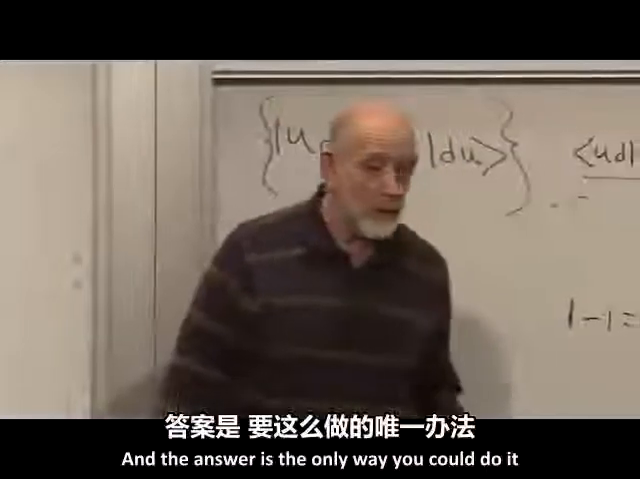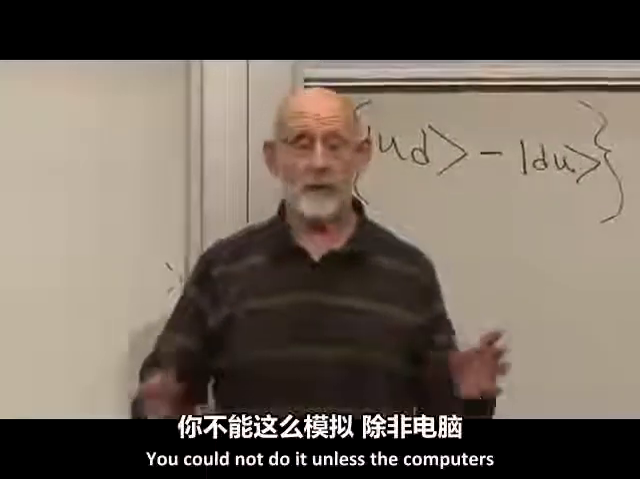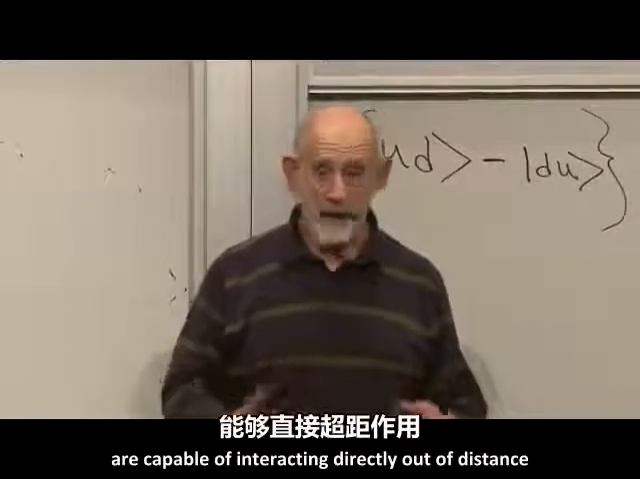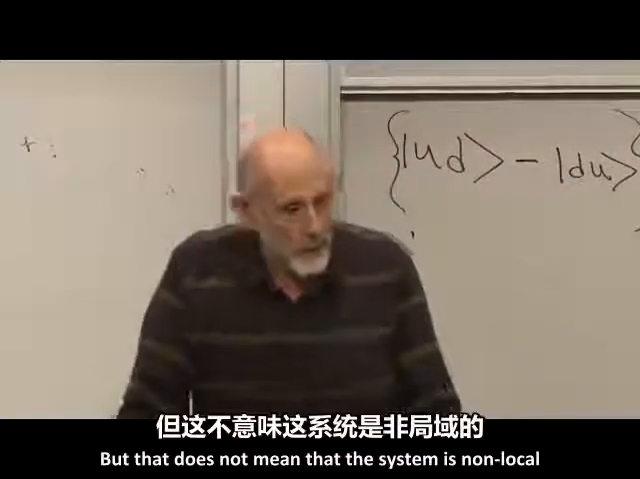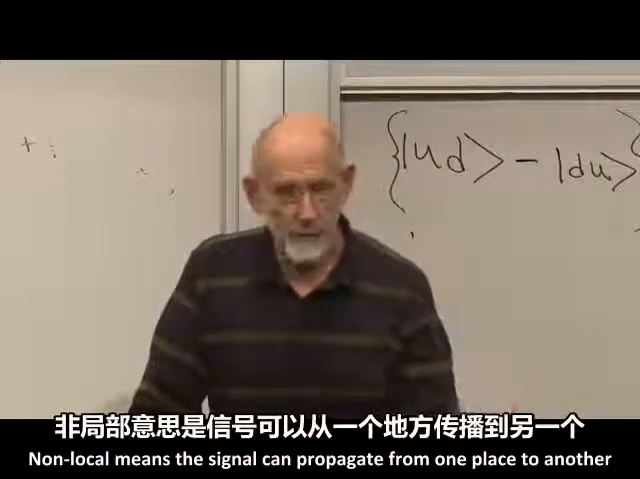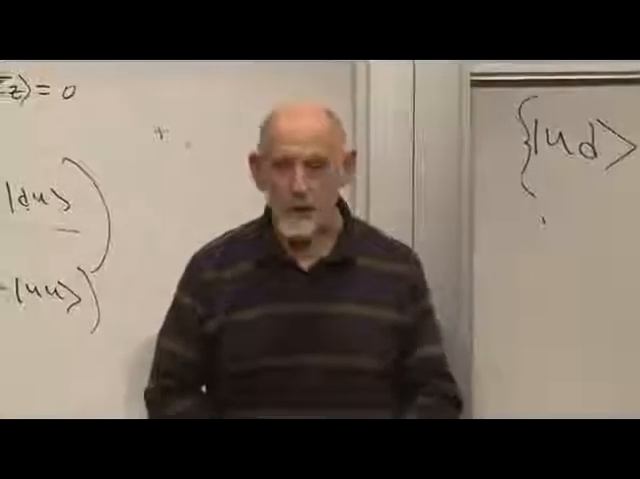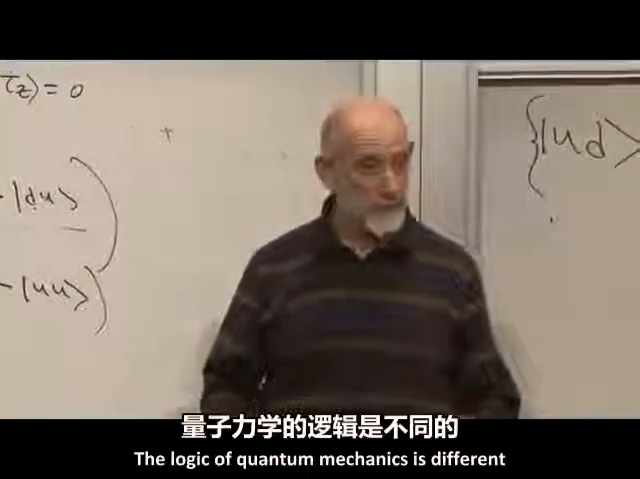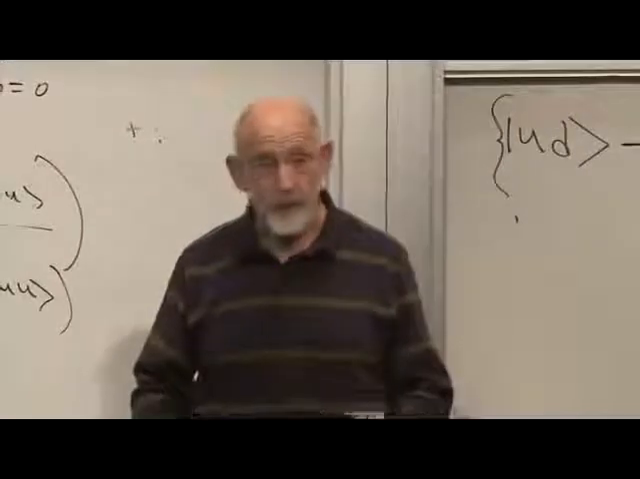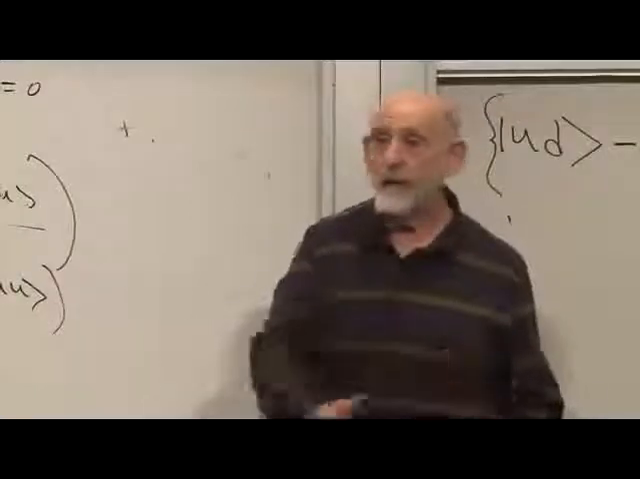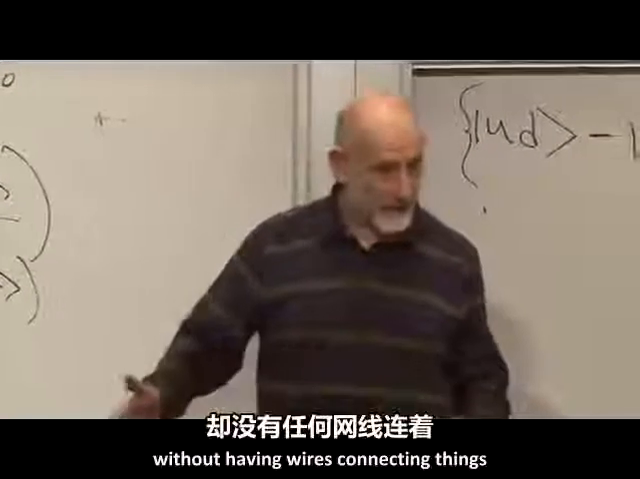And the answer is that the only way you could do it would be to have wires connecting the computers at all times. You could not do it unless the computers were capable of interacting directly at a distance. But that does not mean that the system is non-local. Non-local means that signals can be propagated from one place to another. What it's telling you is you simply can't simulate quantum mechanics in a local way by a classical computer. The logic of quantum mechanics is different. It simply does not allow itself to be faked by a computer unless that computer is connected over large distances into everything in the world. Quantum mechanics manages to do the same thing without having wires connecting things.